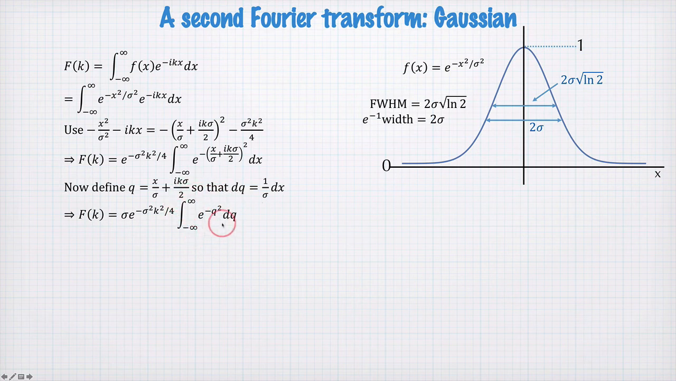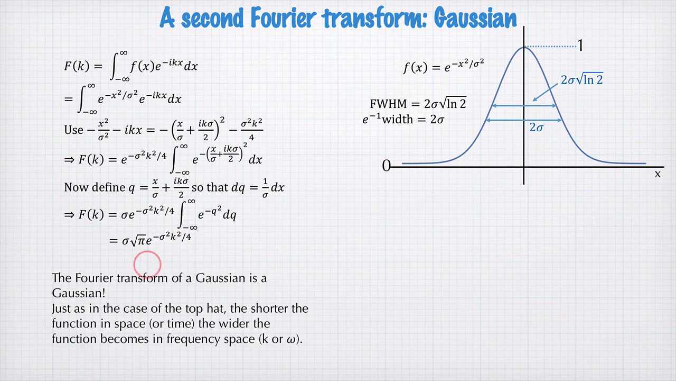And this is just the integral of a Gaussian, which we can look up. That'll be root pi, which gives us that the Fourier transform, f of k, is sigma root pi e to the negative sigma squared k squared on 4. And so what's interesting about this is that the Fourier transform of a Gaussian is a Gaussian.